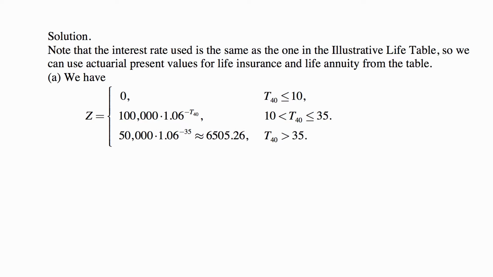And then once this person survives to age 75, there is a one-time survivor benefit payable at age 75, also 35 years into the future, and its present value is 50,000 times 1.06 to the negative 35, or approximately 6,505.26. And this is paid anytime the future lifetime of this person exceeds 35 years. That's why the formula looks like this.